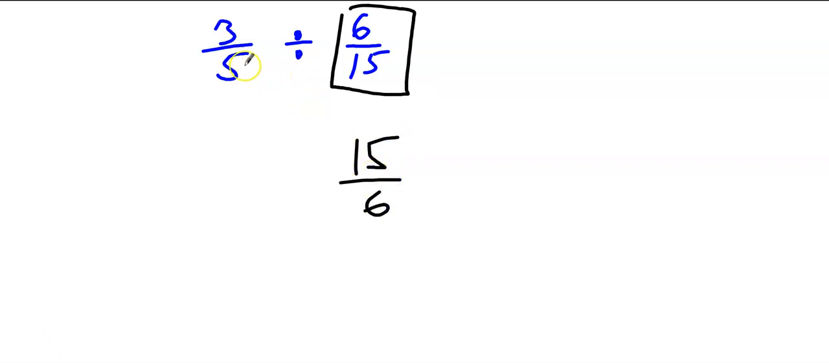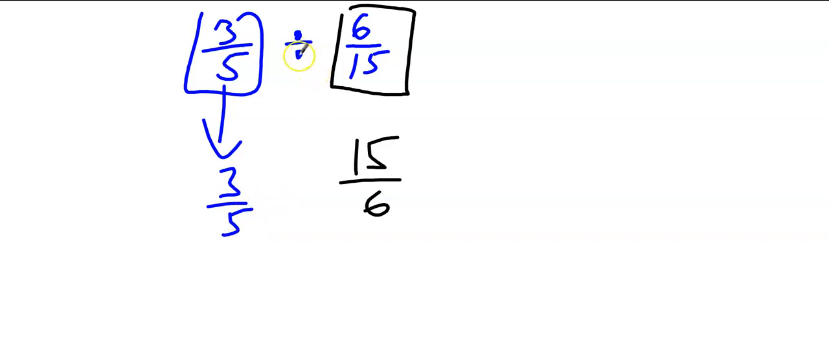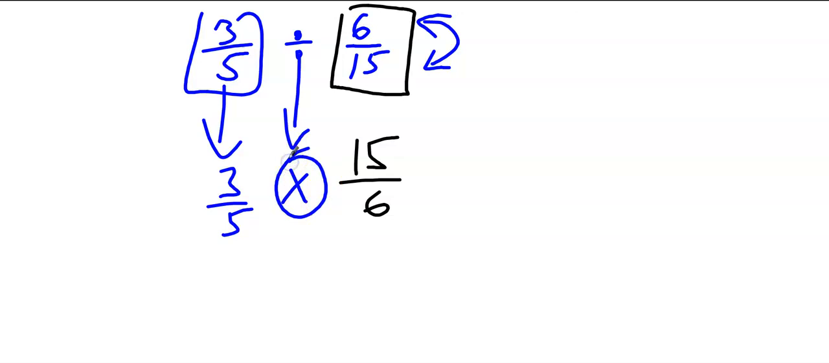What happens to the first value? Well, it does not change. That actually stays the same, 3 over 5. What happens to the division symbol? That changes to multiplication. An easy way to remember this with a little rhyme is, when dividing, don't ask why, flip the second and multiply.